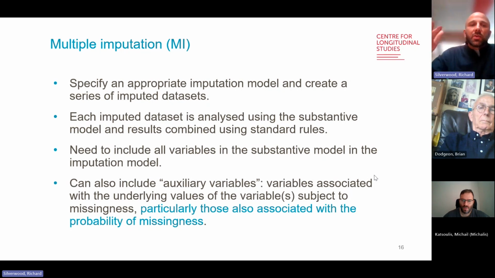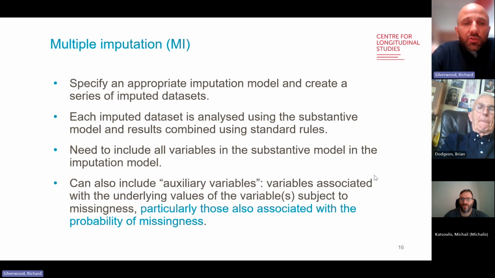That allows us to analyze each of those imputed data sets separately using the substantive or analysis model that we would use for a complete case analysis, and combine the results across those imputed data sets using standard rules referred to as Rubin's rules. This approach allows us to correctly account for the uncertainty due to that missing data.